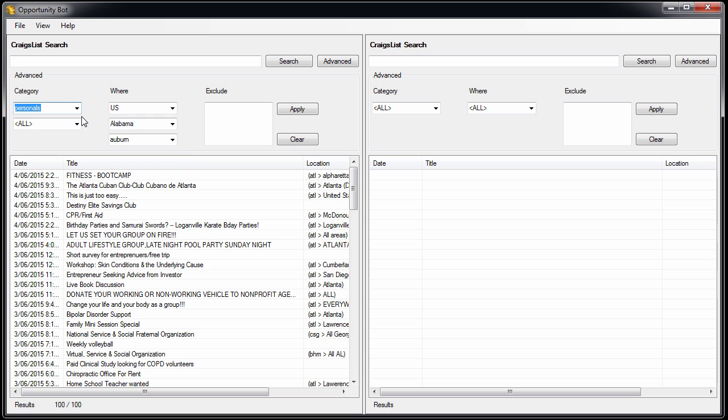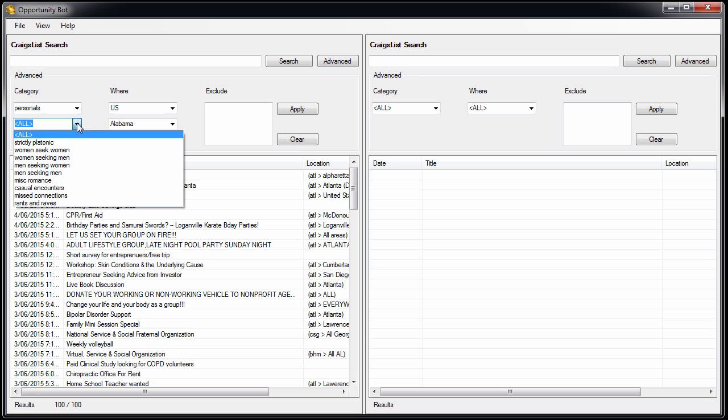And let's go into personals. If you had a dating business, like a dating agency, or if you wanted to try and drive people towards CPA dating offers, hint, hint, the personal section is the perfect place to go. You can simply search for your target market, by selecting them from the category. So you've got women seeking women, women seeking men, men seeking women, etc., etc. All of those.